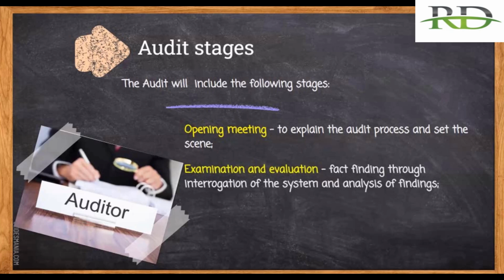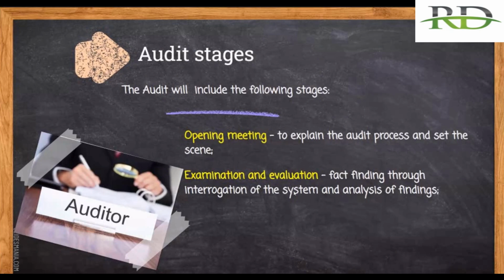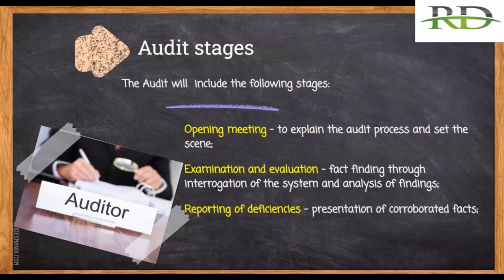After that, you are now going to start off with what? Examination and evaluation. Here you are going to be using your audit checklist to do your fact finding, and you're interrogating the system and analyzing the findings. And then, of course, you are now going to what? To report your corroborated facts. At this point, you have to tell us whether or not the processes are capable of achieving those intended outcomes.